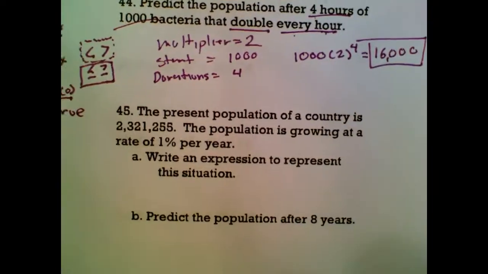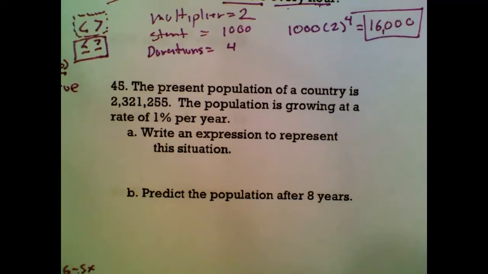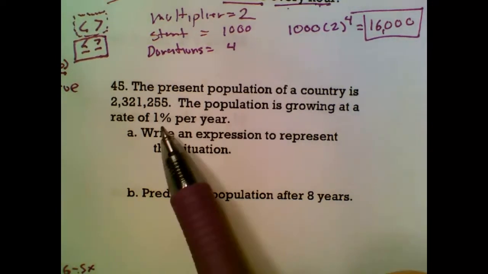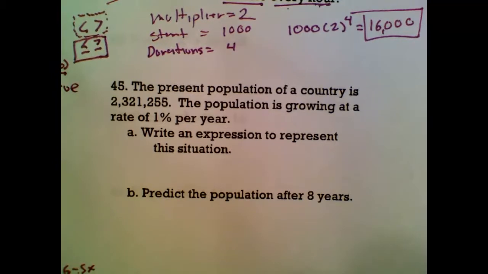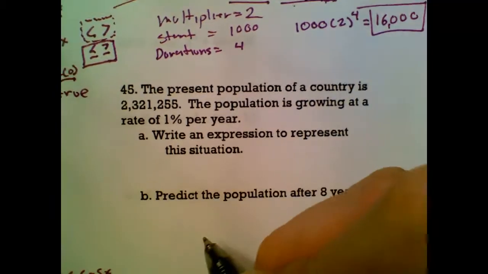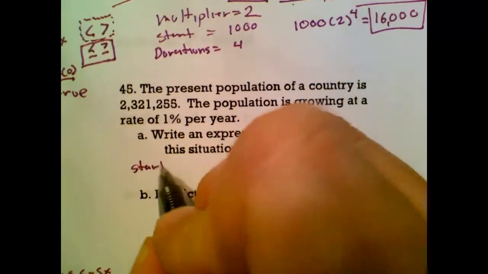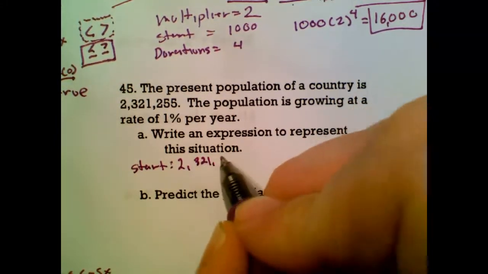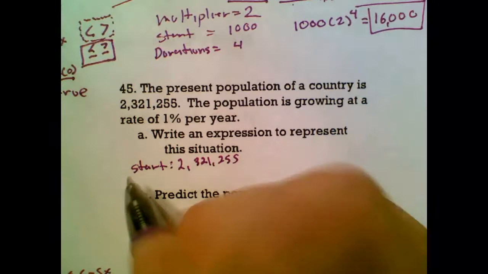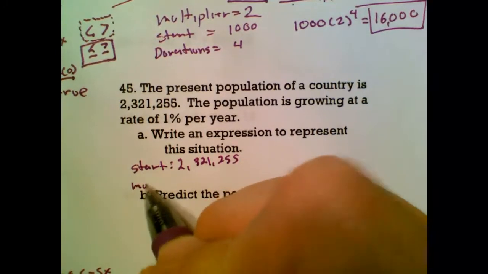Okay, moving on to number 45. The present population of the country is 2,321,255. The population is growing at a rate of 1% per year. Not too fast. Write an expression to represent the situation. Okay, so first we want to find the start. Well, our start is 2,321,255. Then we need to figure out our multiplier.